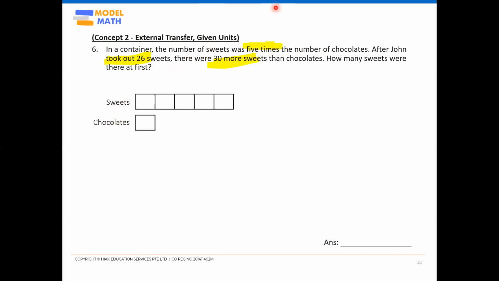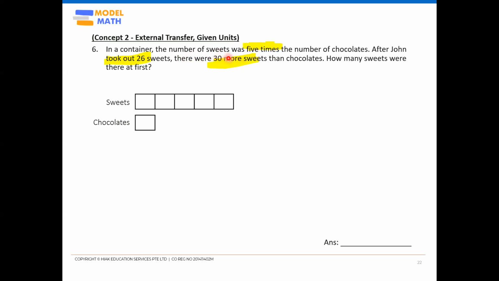Okay, so John is going to take out 26 sweets. Now, if he takes out 26 sweets, it means I need to shade off 26 from the sweets model here. But the problem is I do not know how much to shade off. It could be very small, it could be very big. So never mind, maybe we park it to one side first. We read on to see what is the requirement in the end.